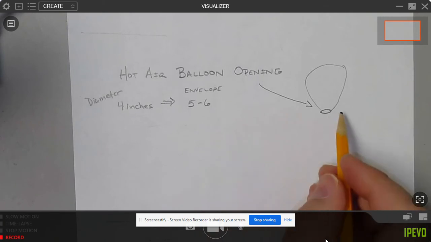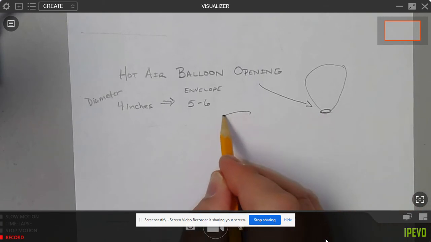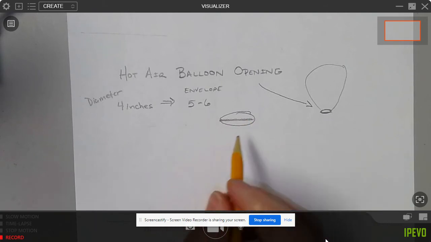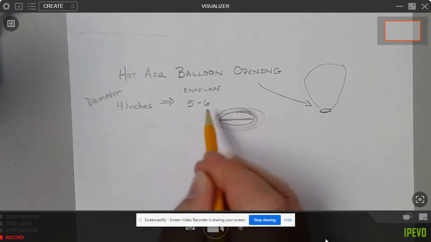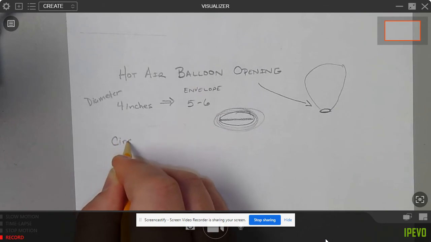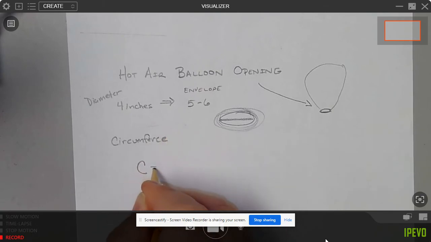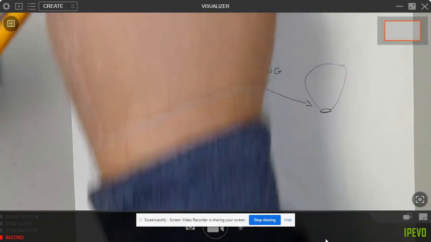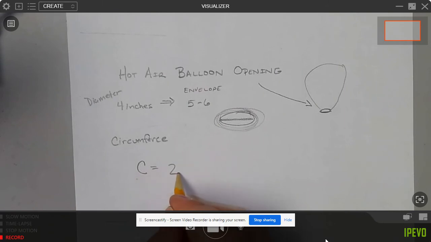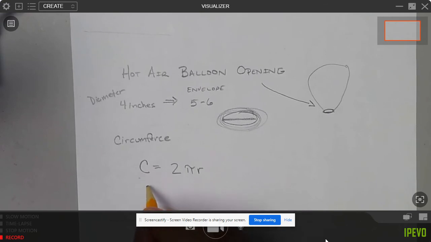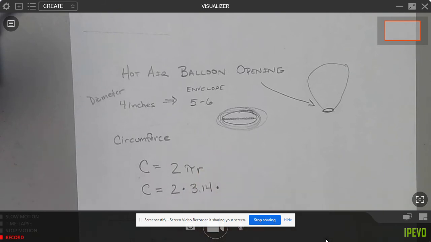Now, this is the diameter, which is if this is going across, that's the diameter. We need to find sort of the area around it, and we call this the circumference. To find circumference, circumference is 2 pi r, or the radius. So circumference is 2 times 3.14 times the radius.